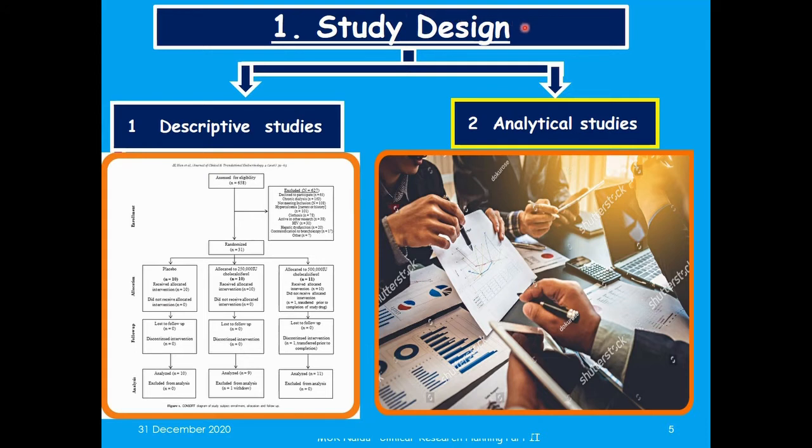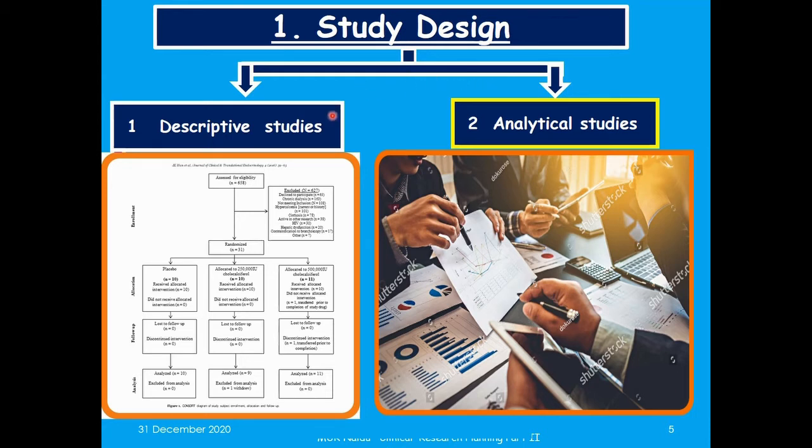Number one is study design. It is a very important part of any clinical research. It is mainly divided into two types. One is descriptive study and the other is the analytical study.